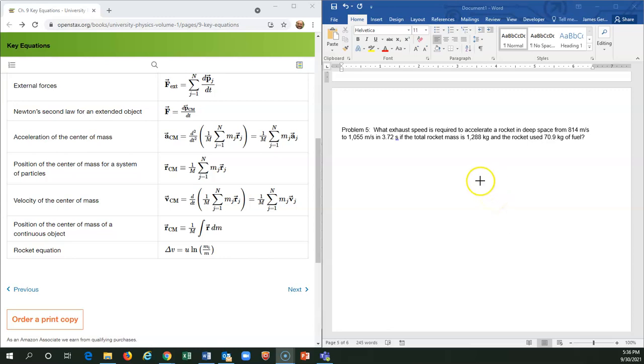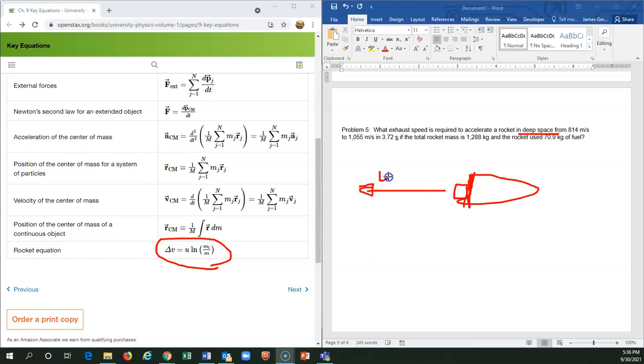Problem 5 is a rocket problem. So we've got a rocket out in space, right? It's in deep space, and because it's in deep space, we can use this equation that does not have gravity in it. Okay, and it's got some exhaust coming out.